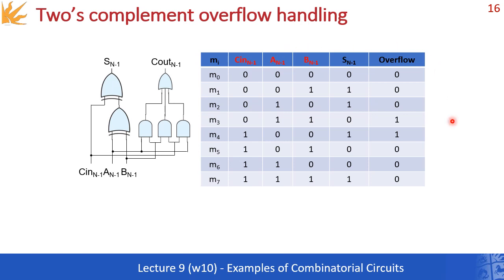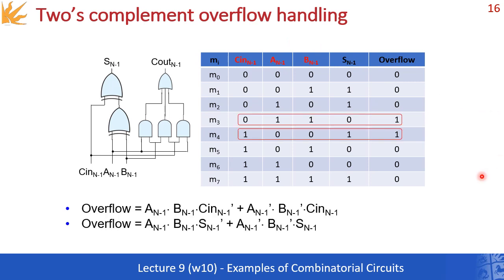Now let's focus on this table over here. This table is going to tell us whether or not we got an overflow. The two rules that we previously mentioned can be written in Boolean algebra terms like this.